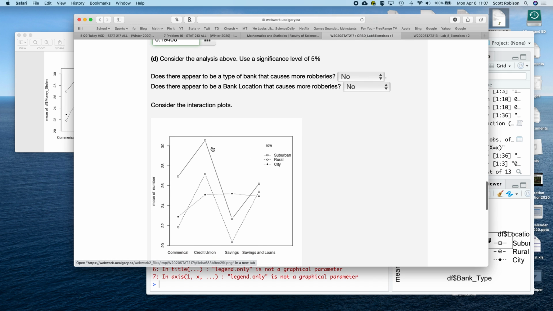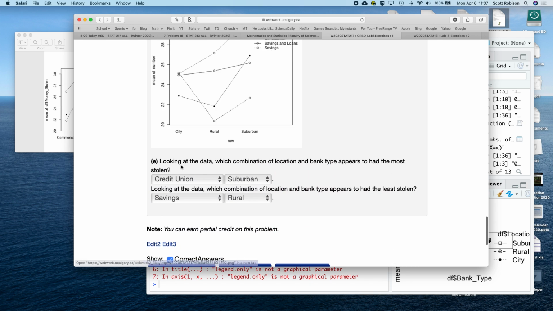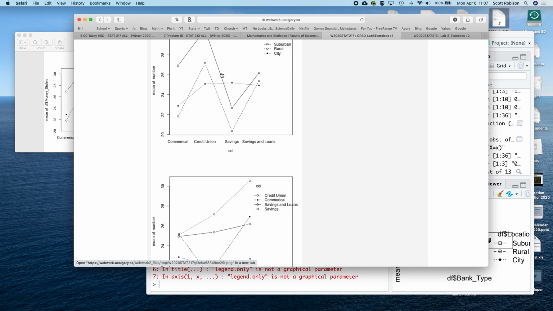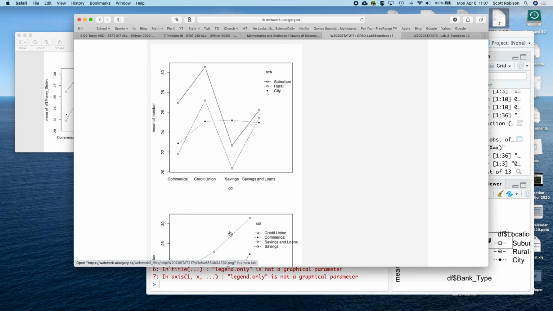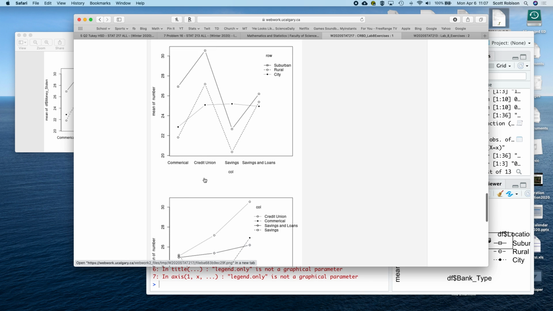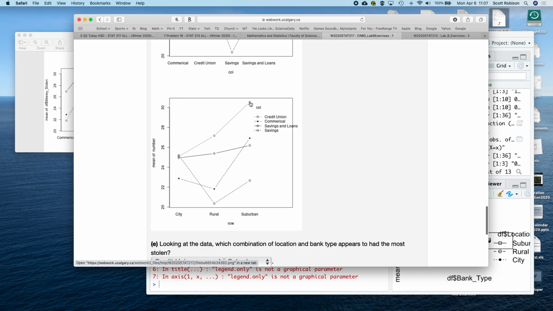So what is it asking here? It's asking, looking at the data, which combination appears to have the most stolen. Whether you look at either this interaction plot or this interaction plot, either of the interaction plots are going to give you the same information. I am looking for the largest overall point. So in this interaction plot, you can see it's this guy here. It's a square, which means it's the suburban group. And here it's in the credit union. And here the highest point is a circle, which is the credit union, and it's in the suburban group.